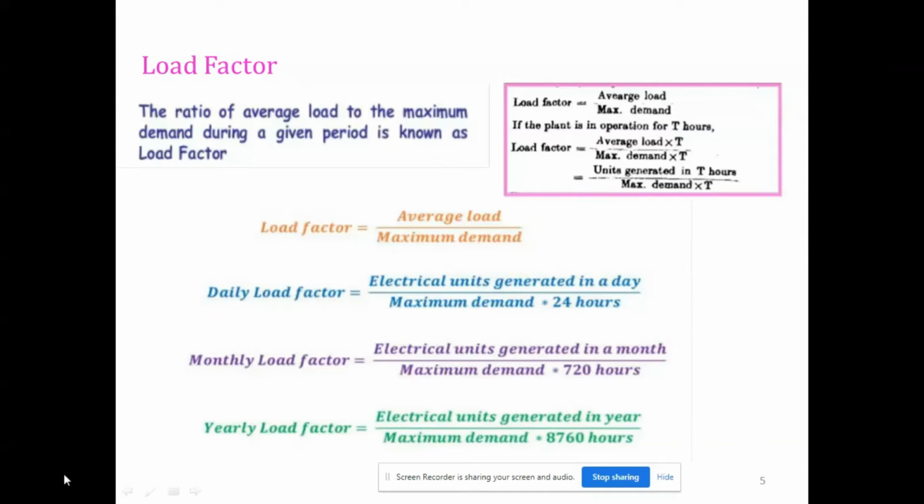From this also we can get three formulae for load factor. One is daily load factor. It is electrical units generated in a day by maximum demand into 24 hours. Monthly load factor, electrical units generated in a month by maximum demand into 720. Yearly load factor is units generated in a year by maximum demand into 8760. So here 8760 means the product of 24 and 365.